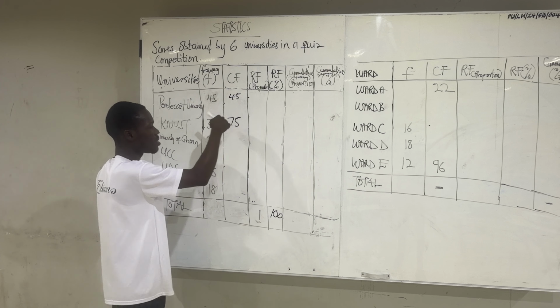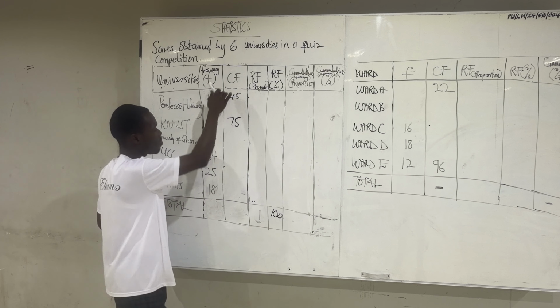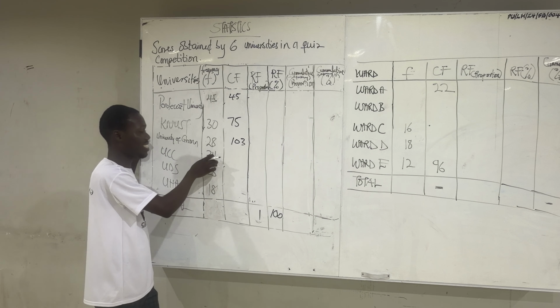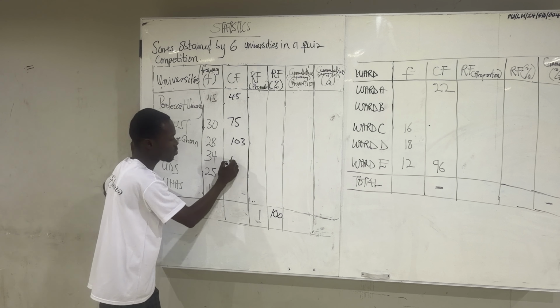Now, to get the cumulative frequency for University of Ghana, we have to add the cumulative frequency for KNUST to the frequency of the University of Ghana. So that one is going to be 75 plus 28. And that's going to give us 103. Now, to get the cumulative frequency for UCC, we have to add the cumulative frequency of University of Ghana to the frequency of UCC. That's going to be 103 plus 34.